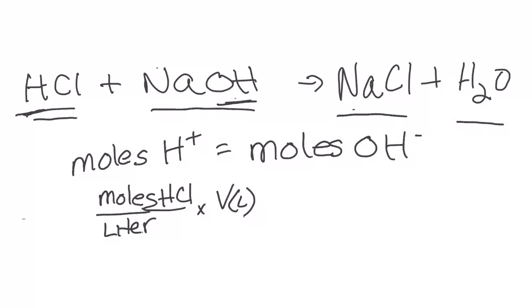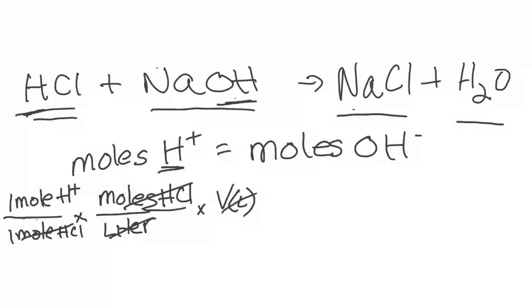But I don't want the moles of HCl. I want the moles of the H+. So I have to look at the formula and see that there's 1 mole of H+ for every HCl. So I have 1 mole of H+ for every 1 mole of HCl. And so now moles of HCl cancel, liters cancel, and I just have moles of H+ on this side.